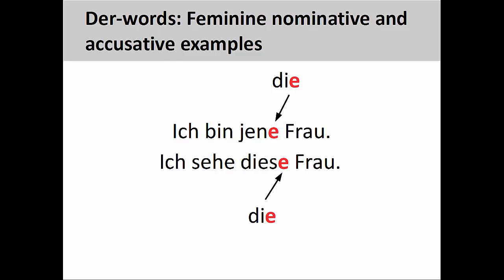Let's take a look at the feminine forms. In the first sentence on this slide, ich bin jene Frau, I am that woman, you can see that the e ending on jen resembles the feminine definite article in the nominative case. In the sentence right below, ich sehe diese Frau, I see this woman, the e ending on dies looks like the feminine definite article in the accusative case.